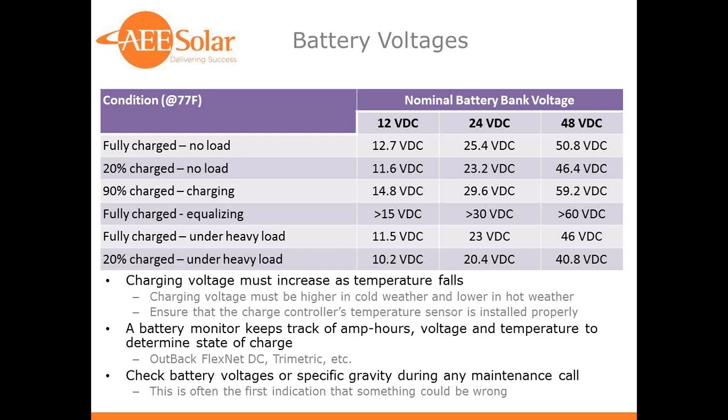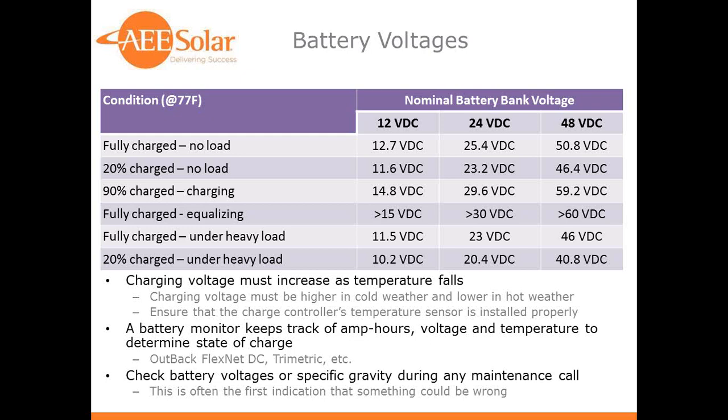And it's very important to have a battery monitor. Even though you can read voltage and you can take hydrometer readings of the electrolyte and whatnot, a battery monitor is really the only way on a day-to-day basis to keep track of the charge and discharge of the battery and where the status of the system sits. Keeping track of amp hours, voltage, and temperature to determine the state of charge. There's a number of types of equipment out there to do that.